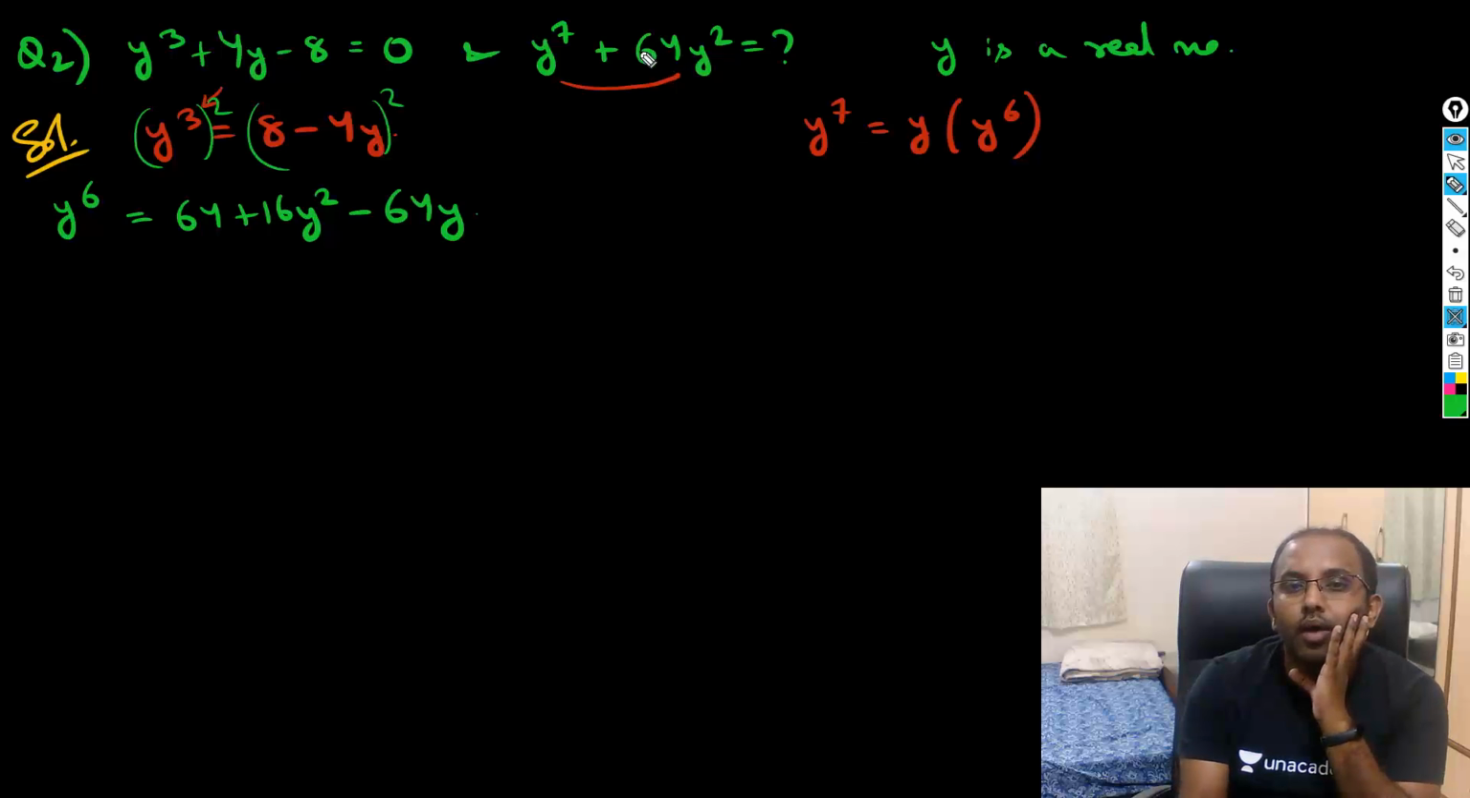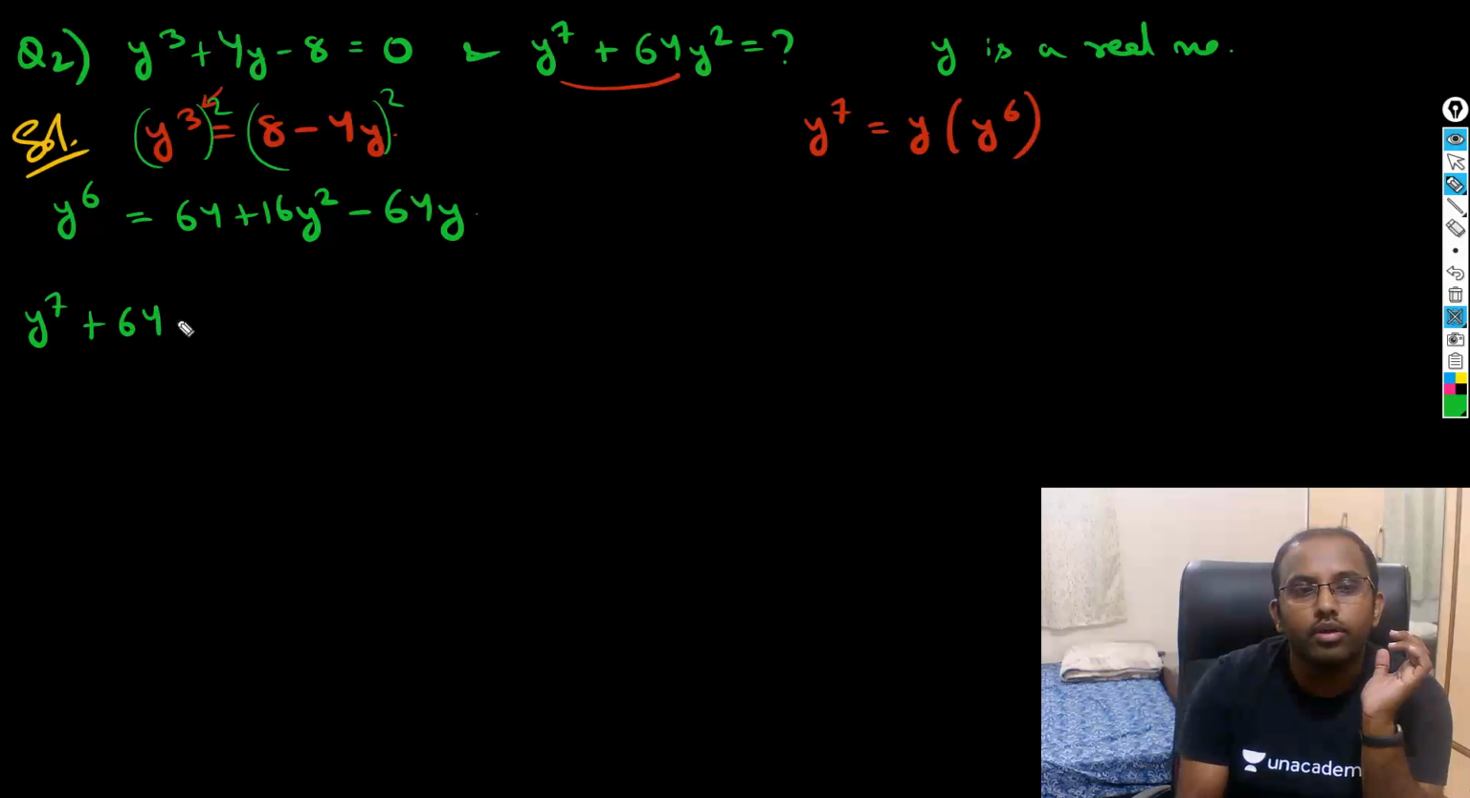So basically, the y7 plus 64y square will actually become what? If I take y common from here, or if I just replace the values here, y7 is what?